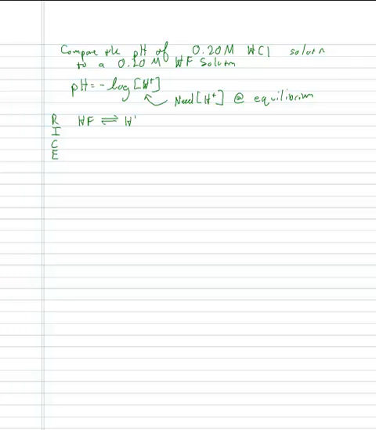HF is at equilibrium with H plus, aqueous, plus F minus, aqueous. 0.20 molar to start off for HF, and nothing for hydrogen and fluoride ions. So we're going to subtract x, plus x, plus x, giving 0.2 minus x at equilibrium. Remember, if our initial is 0.2 and we subtract x, I get 0.2 minus x. If I start with 0 and I add x, well, I must have x.